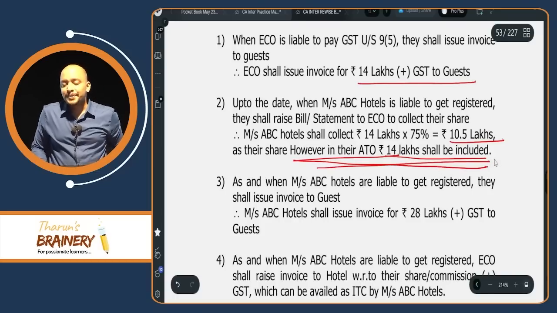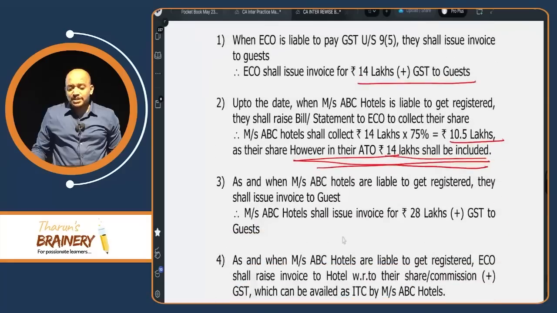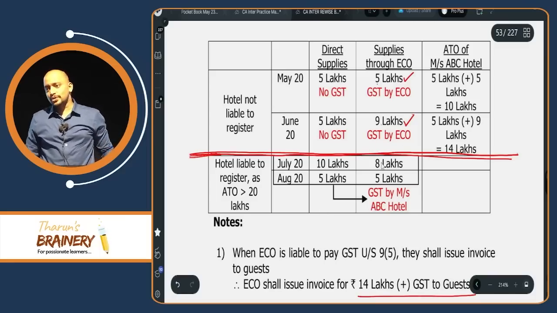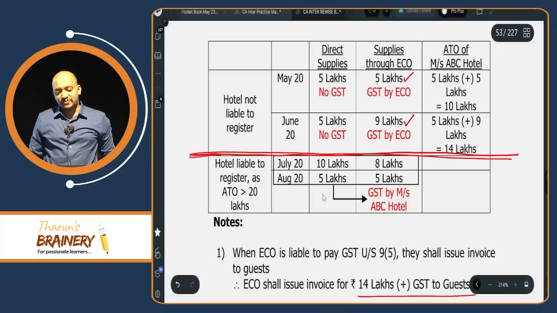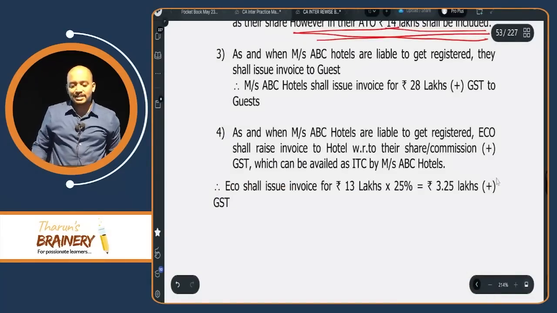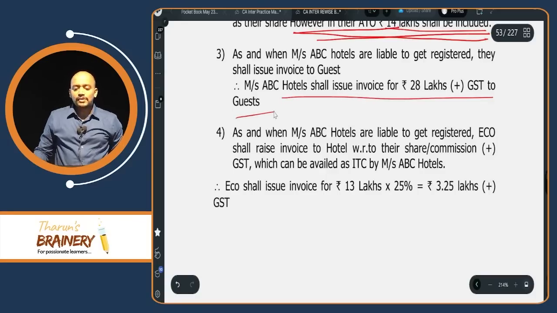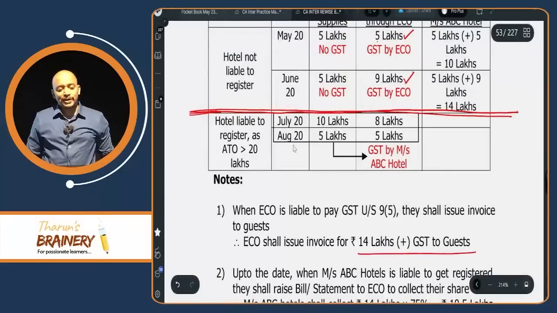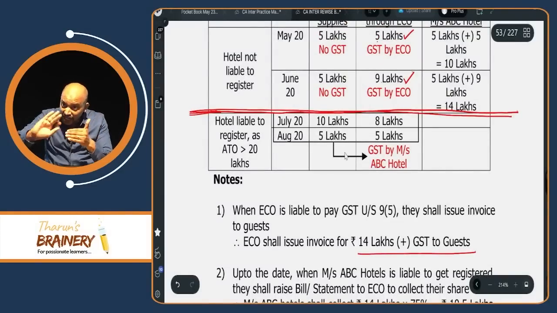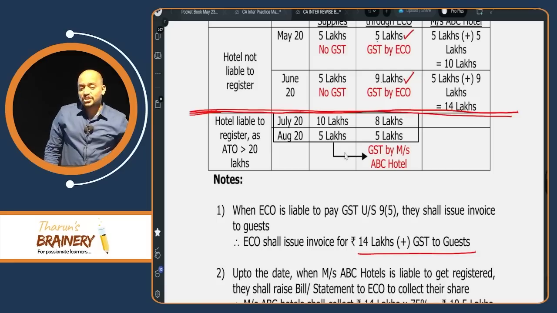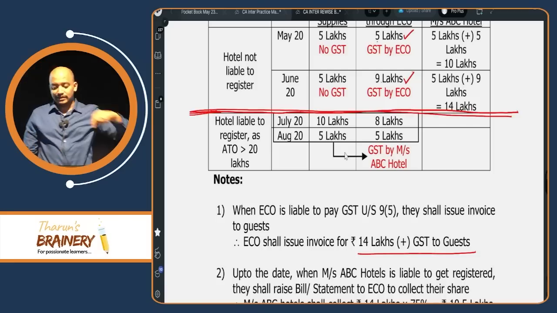Got the clarity? Then, as and when ABC hotels are liable to be registered, now who will raise the invoice? ABC hotel, on the entire turnover, direct supplies as well as through the e-commerce operator. So 10 plus 5 plus 5 plus 8, 28 lakhs, plus GST will be raised by ABC hotels. Now, whenever they are liable to get registered, now they will give a share to the e-commerce operator, correct? Yes or no? How much share will they give to the e-commerce operator?